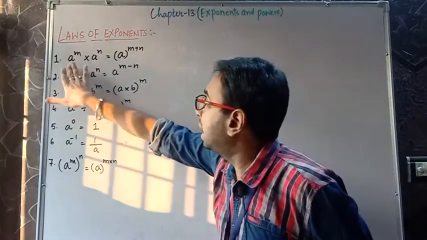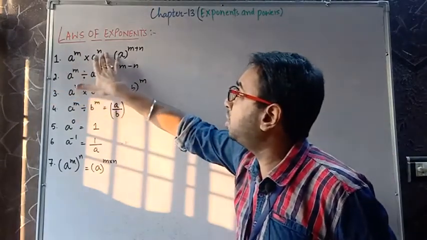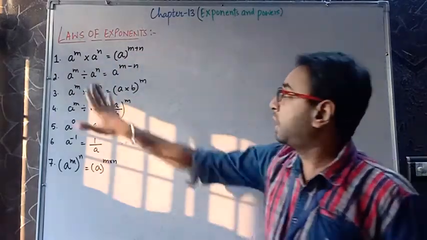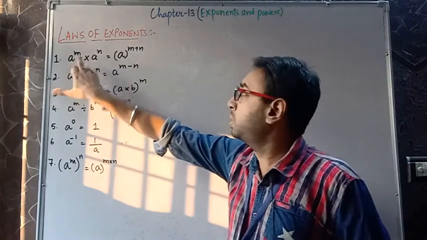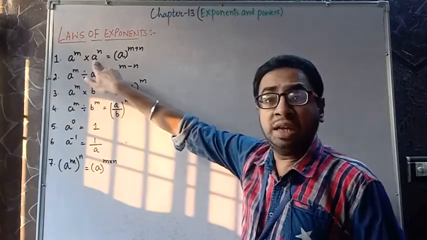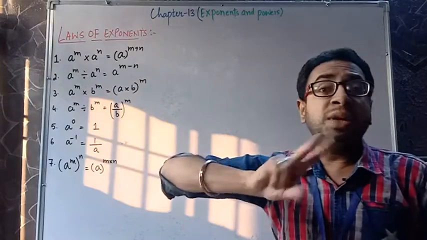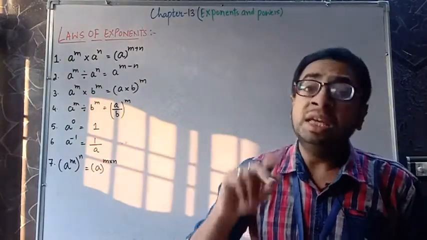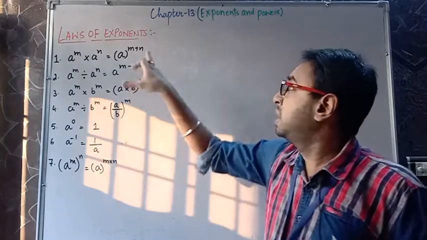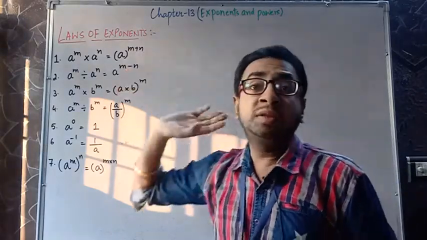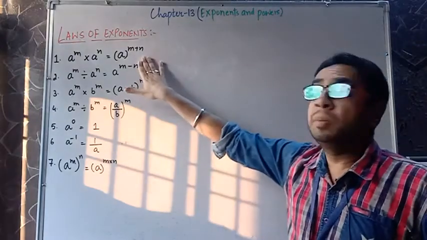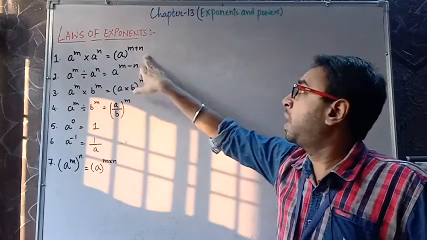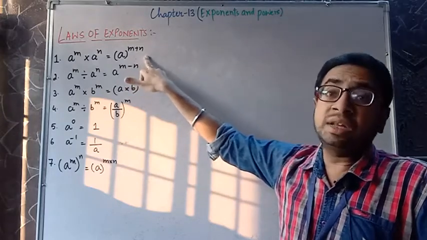First law: a raised to power m multiplied by a raised to power n is equal to a raised to power m plus n. Understand what is happening. What is the base here? a. What is the exponent? m. What is the base? a. What is the exponent? n. What is happening if bases are the same in multiplication and exponents are different? Then the exponents are added. This is what is happening in this particular law. Clear? So if bases are the same in multiplication, the powers, the exponents, are added.